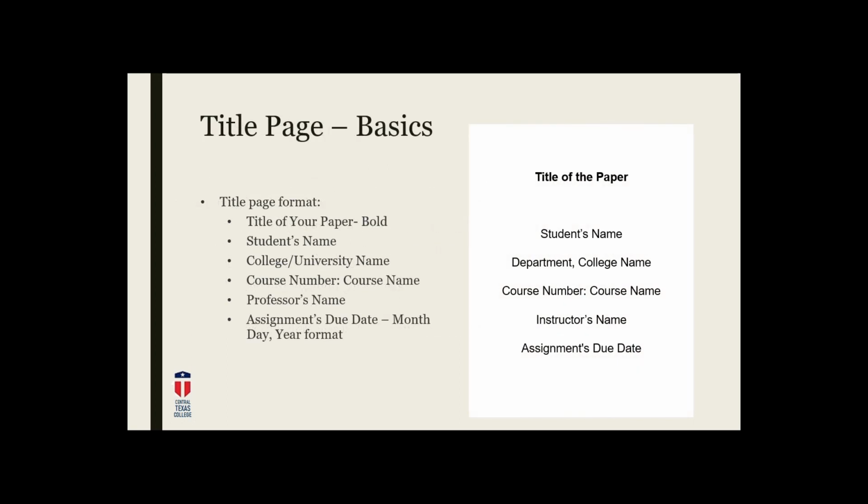The title page. The paper's title appears about 3 or 4 lines from the top of the page. The title is bolded and centered. The student's name is 4 lines below the title. The remaining information will be double-spaced. It should be the department and college name, the course number and course name, the professor's name, and the assignment's due date in month, day, year format.